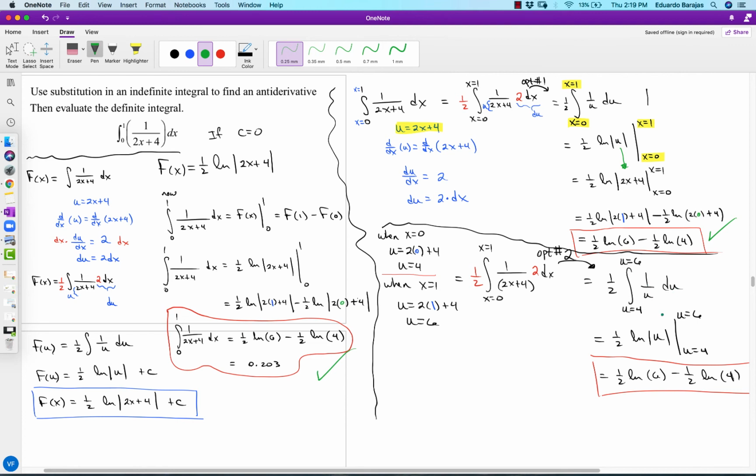And then you don't have to do a resubstitution when you're done with your antiderivative here. And then that will also lead to the same answer. Okay, so 3 different ways of doing this.